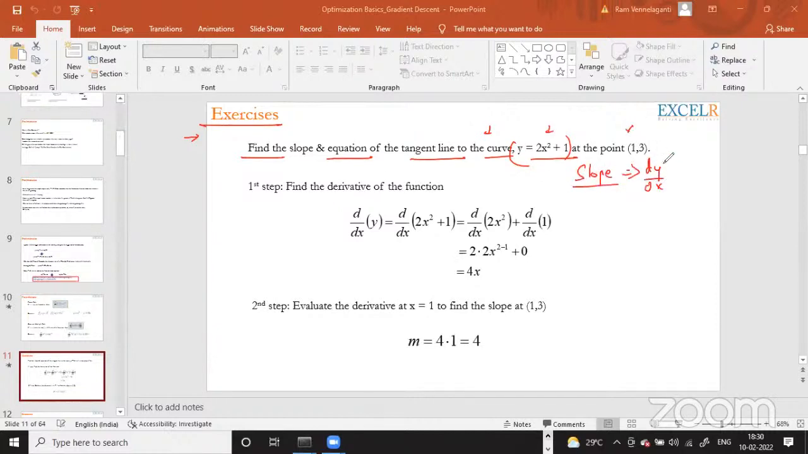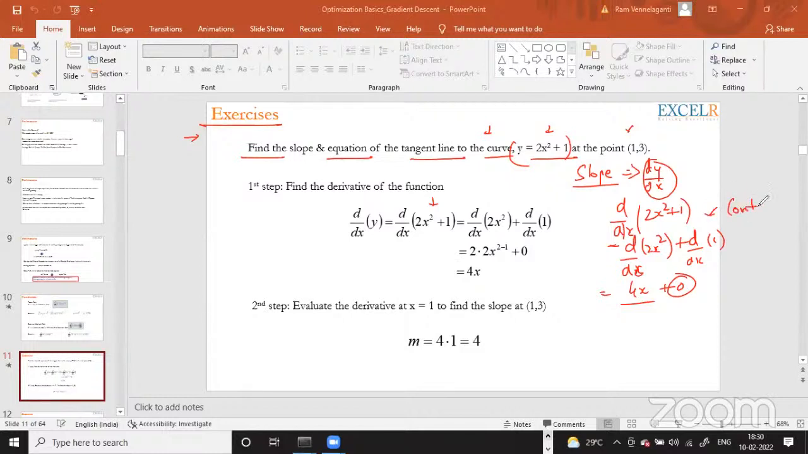Take dy by dx. Take the derivative of your curve. So d by dx of 2x square plus 1. So d by dx of 2x square plus d by dx of 1. What is d by dx of 2x square? It is 4x. What is d by dx of 1? It is 0. Differential of constant will always be 0 for us. This is another concept you can remember. d by dx of constant will always be 0 for us.